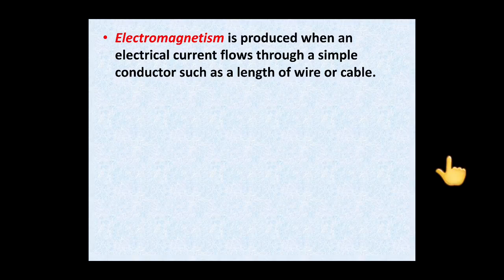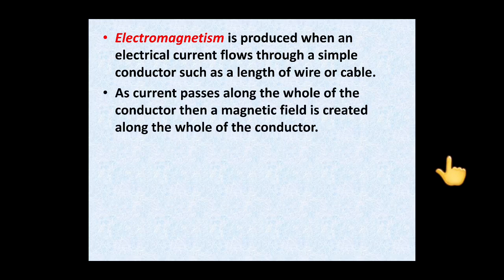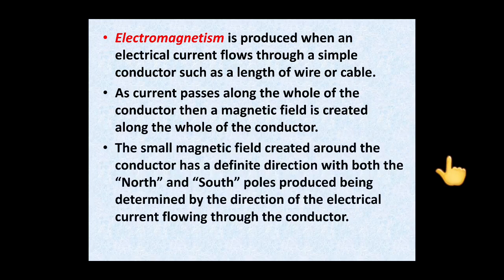Electromagnetism is produced when an electrical current flows through a simple conductor such as a length of wire or cable. As current passes along the whole of the conductor, a magnetic field is created along the whole of the conductor. The magnetic field created around the conductor has a definite direction with both north and south poles. The direction of this magnetic field is determined by the direction of the electrical current flowing through the conductor.